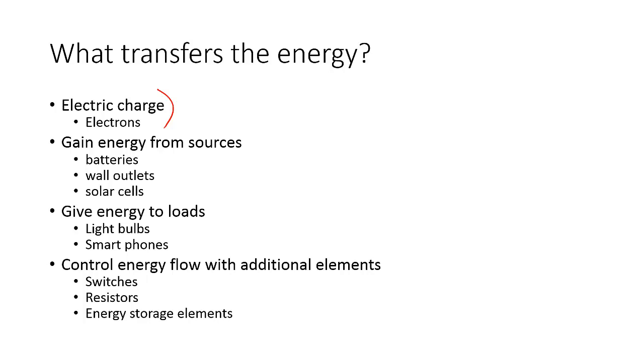So electrons gain energy from sources. And sources are things that you've seen before. They're batteries, wall outlets, or solar cells, or generators, and that sort of thing. So energy increases at a source.